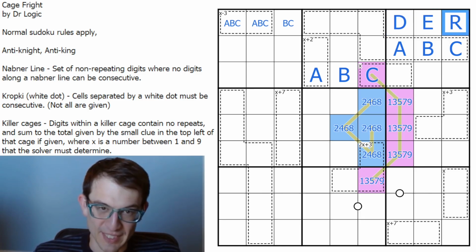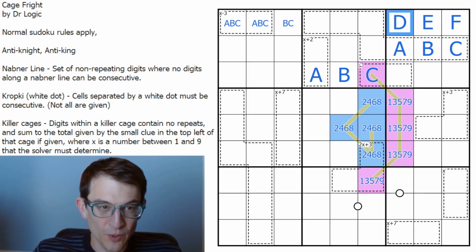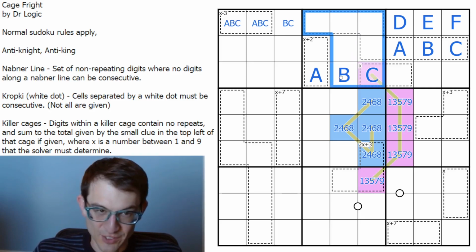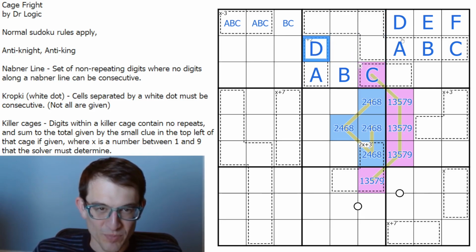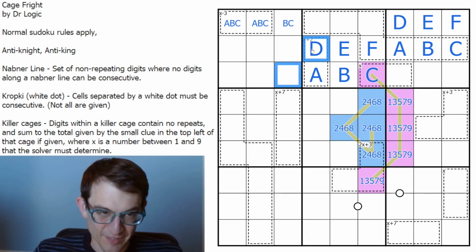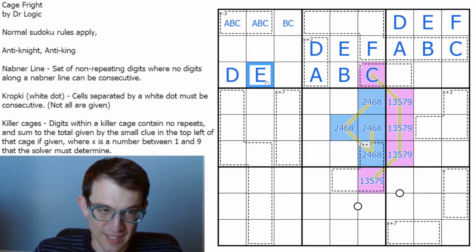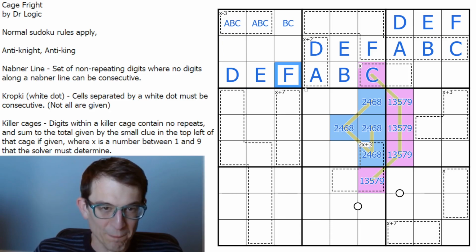value here. So let's call this DEF. Where does D go in box 2? It can go here by normal Sudoku. No knight's move, no king's move, no knight's move. These are taken, so this has to be D, E, F. And then where does DEF go in box 1? Actually, I can place them. So D can't go in any of these. These are taken by ABC, anti-king, anti-knight. So that's D, that's E, that's F.